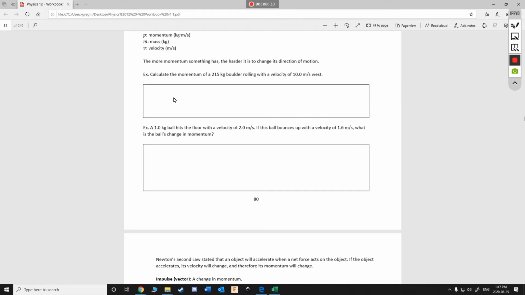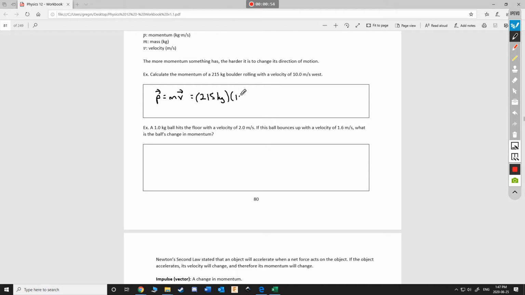First, we're going to calculate the momentum of a 215 kilogram boulder rolling with a velocity of 10 meters per second west. So momentum is a vector. So p equals mv. Momentum is a vector, velocity is a vector, mass is a scalar. So we have 215 kilograms. Our velocity is 10.0 meters per second west. So our momentum, pretty straightforward, 2,150 kilogram meters per second west.